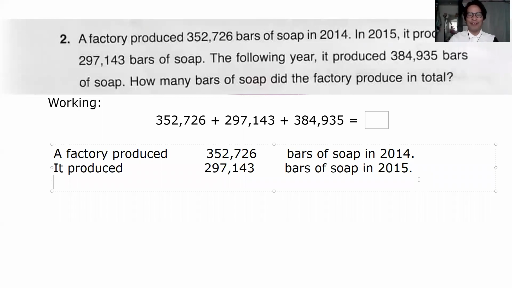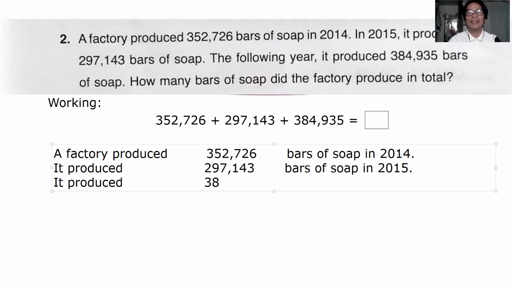What is going to be our third sentence? Gino. The following year, it produced 384. Are you going to write the following year? You have to shorten, make it short. You can say it produced. It produced 384,935 bars of soap the following year.